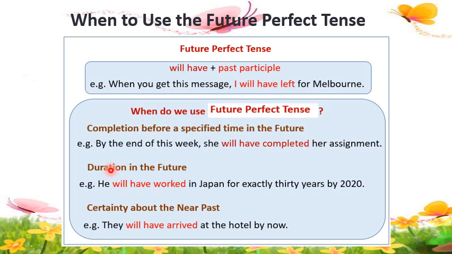We can use this tense for duration in the future. For example, he will have worked in Japan for exactly 30 years by 2020. We can use this tense for certainty about the near past. For example, they will have arrived at the hotel by now.